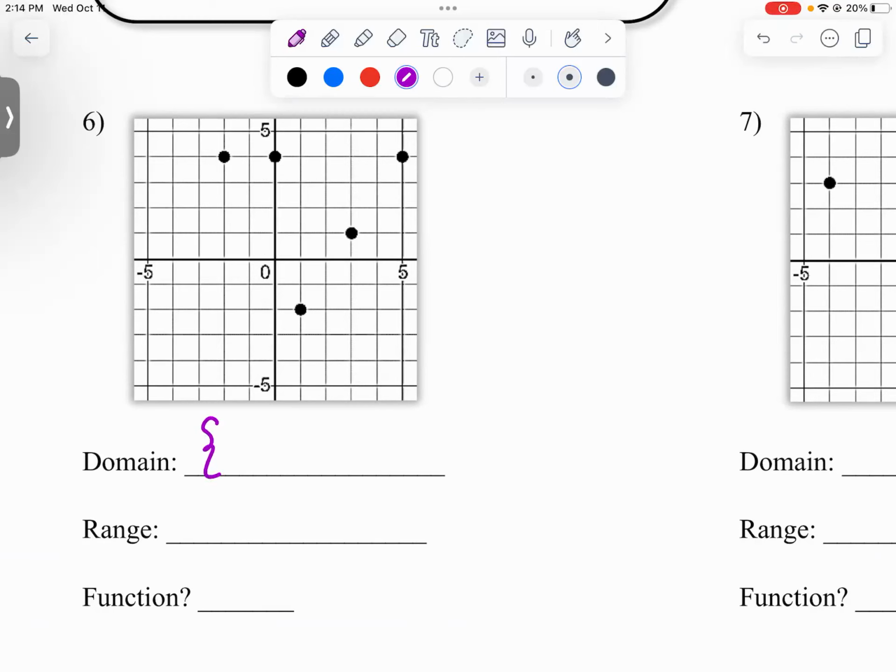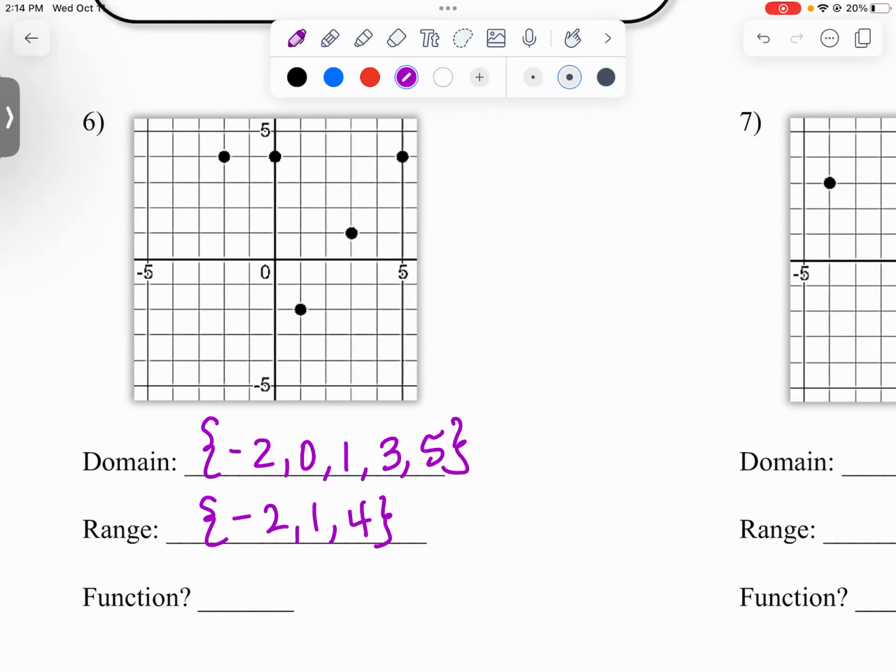Yeah. Zayden, what did you write for your domain in number 6? -2, 0, 1. I love it. Those are the x coordinates of all of those dots. Okay, Harry, the range. -2, 1. Excellent.